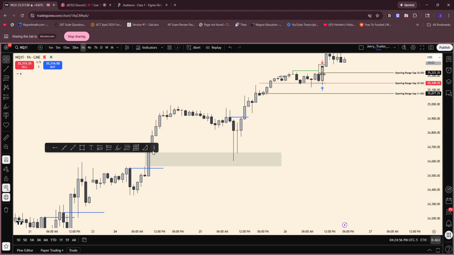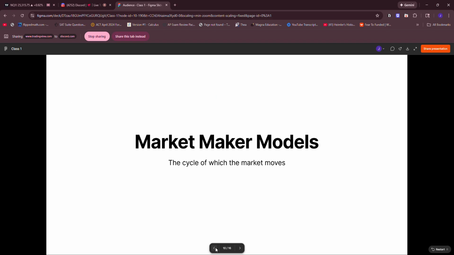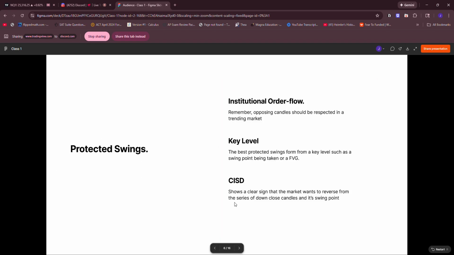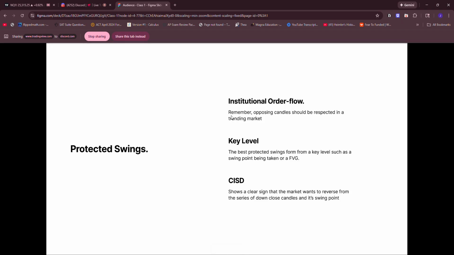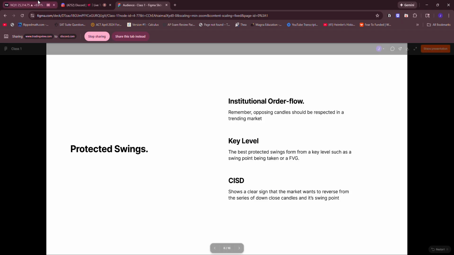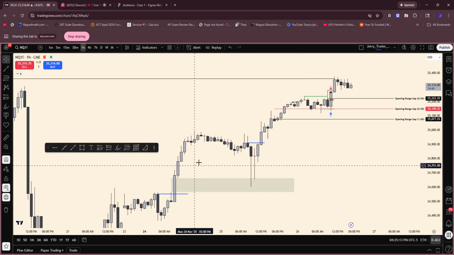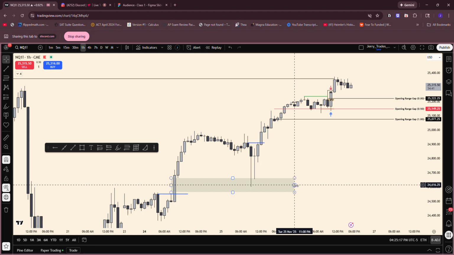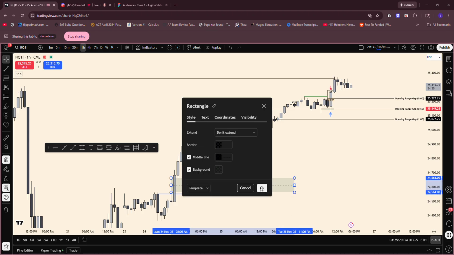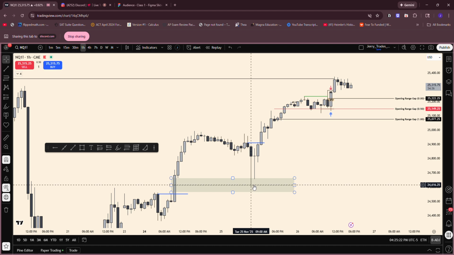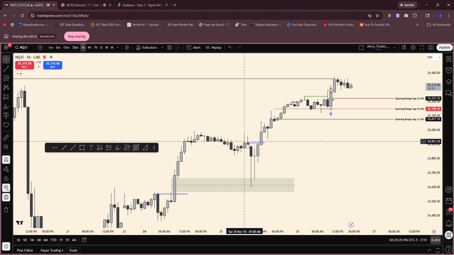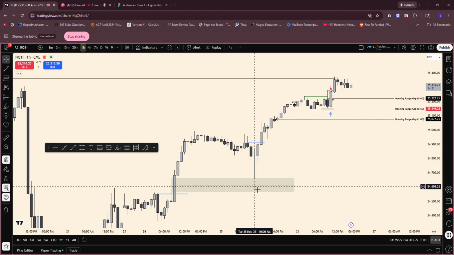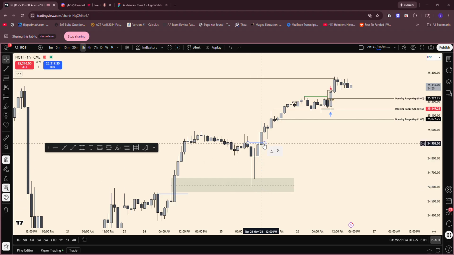So what creates a protected low? We purge into a key level. So we go back to this, right? Protected swings, institutional order flow. Remember, opposing candles should be respected in a trending market, a key level, and a change in state of delivery. So this low should be protected for 2 reasons. Why? One, we purge into this key level right here, right? And we respect 50%. If I turn on 50%, you can see how we respect 50%, right? And then after respecting 50%, we have a change in state of delivery, right?